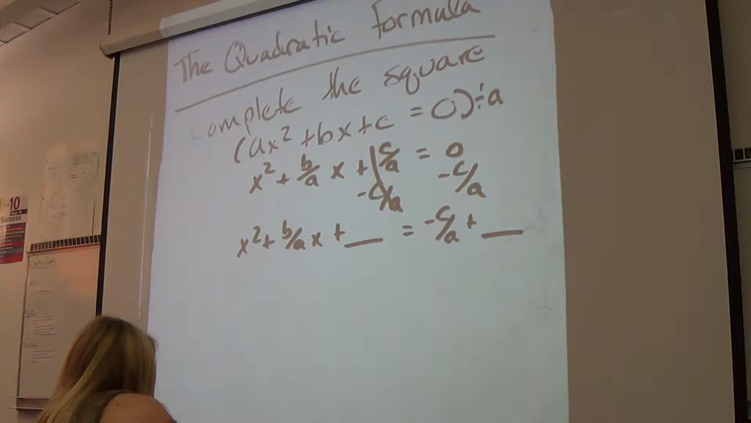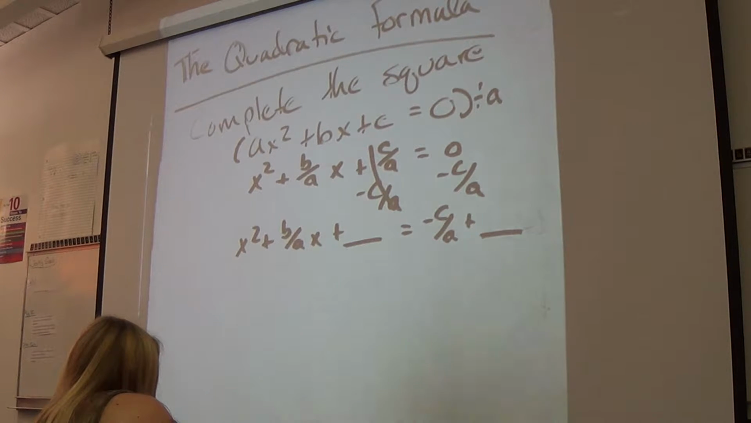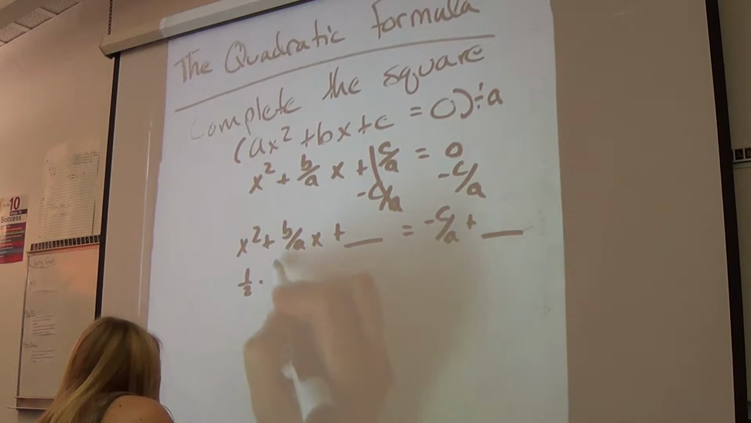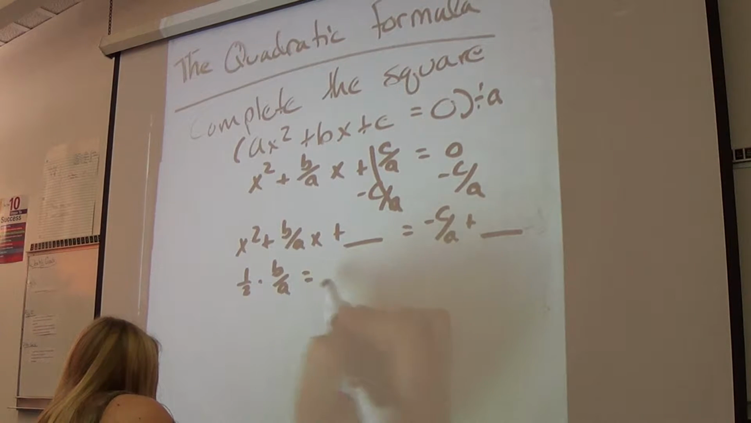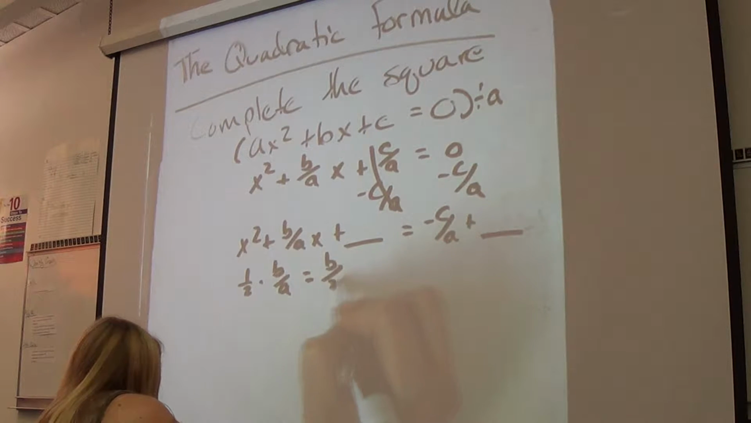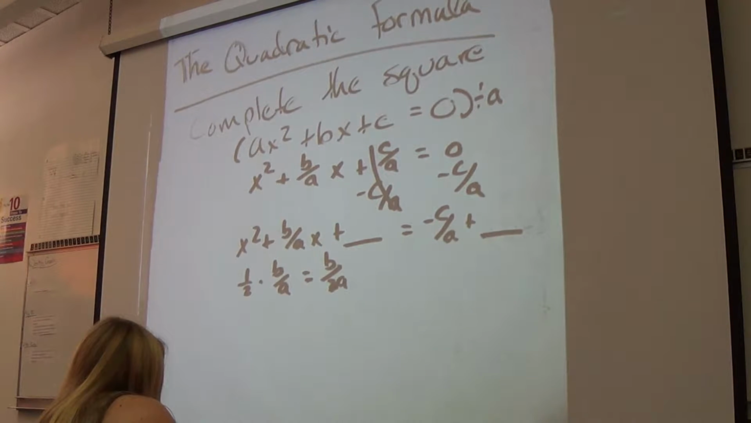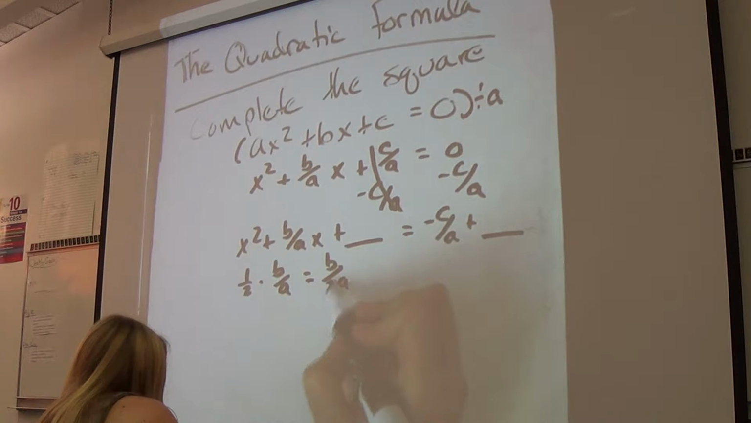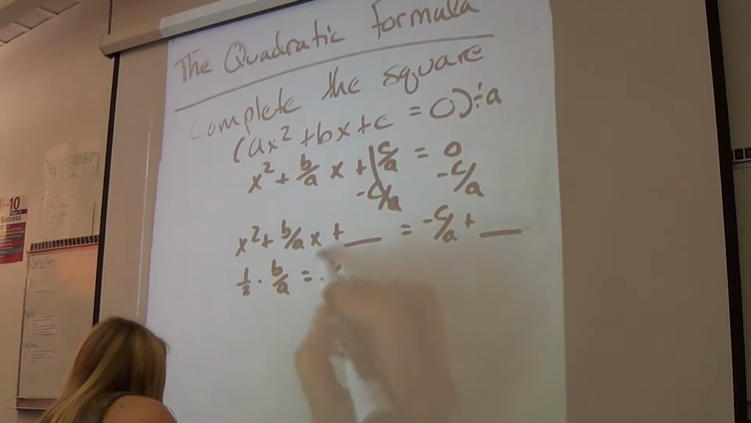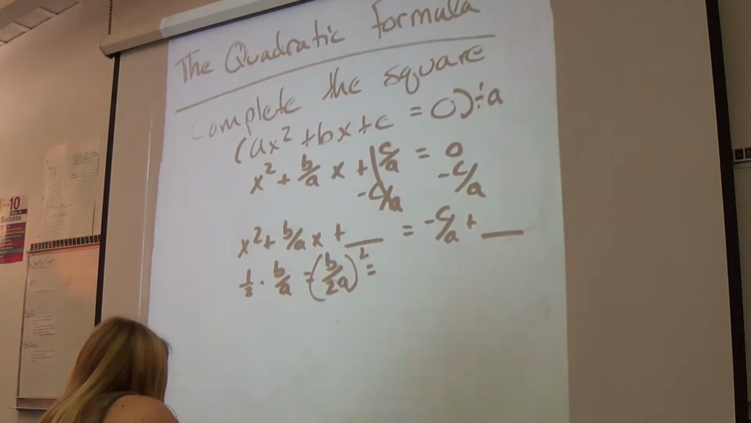Once I have the plus blank, I'm going to try to fill in the blank. So what do I do now? Yeah, I half that middle number. So I'm going to take 1/2 of the B over A. That gives me B over 2A. What do I do once I half it? Square it. If I square that, what do I get?